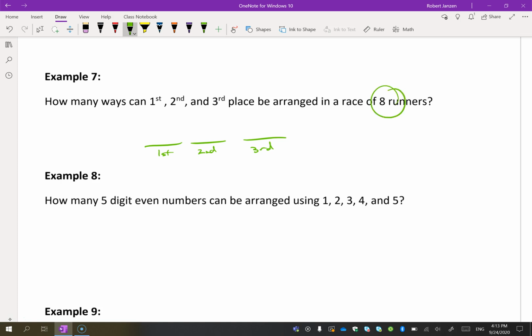So of the 8 runners, who could be in first place? Well, let's assume all of them. So if one runner wins, how many could finish second? 7. And then how many could finish third? Again, this is the fundamental counting principle that allows us to figure out how many possible ways things can occur without actually writing them all out.